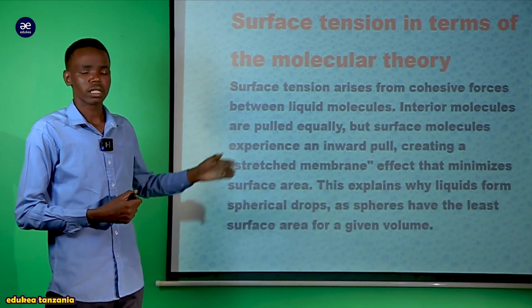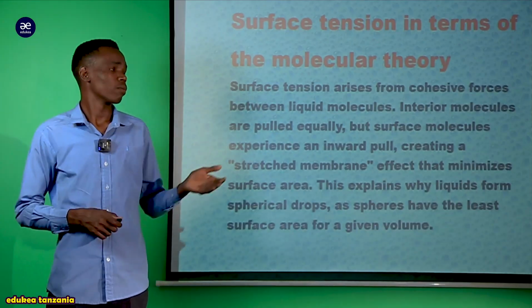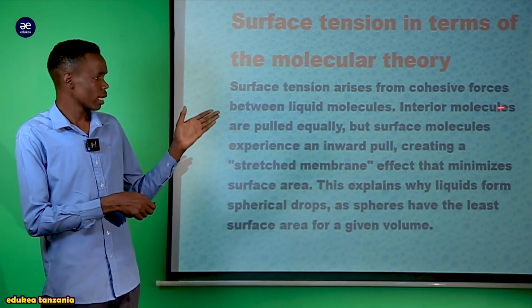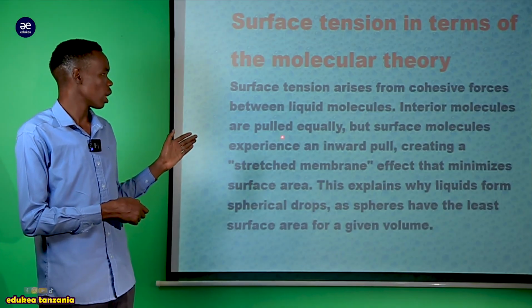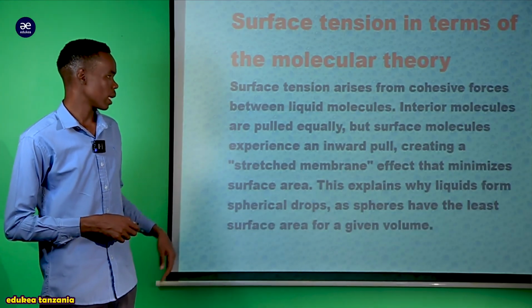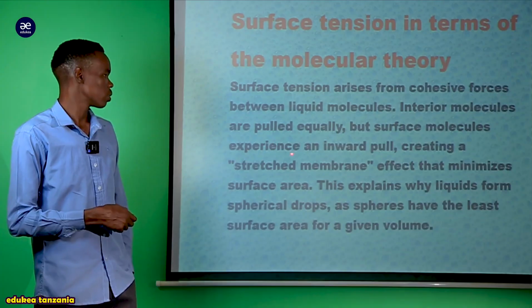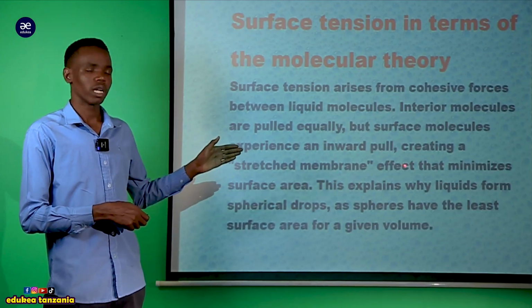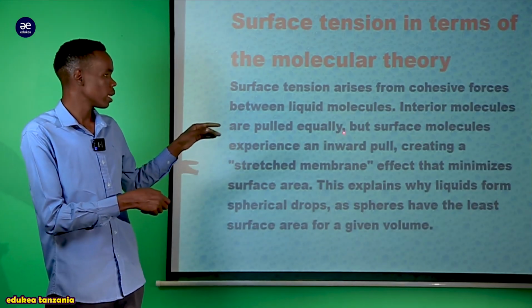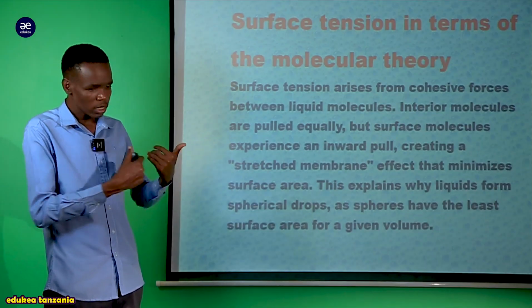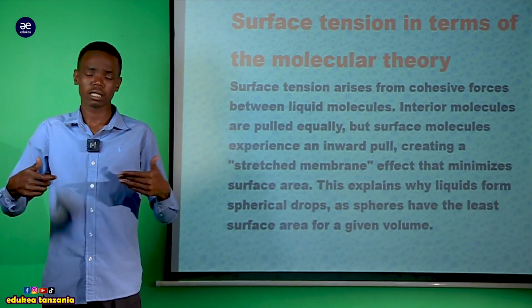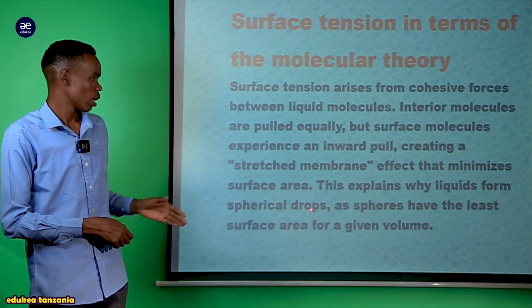Ndio maana akakwambia sasa hii surface tension inakuwa inarise from the cohesive force between the liquid molecules. So the interior molecules are pulled equally, my dear student, but the surface molecules experience an inward pull. So the interior molecules are pulled equally, but the surface molecules zile zinakuwa kuna mvutano fulani ambao unakuwa unatokea, lakini ile surface molecule inakuwa ina experience the inward pull creating the stretched membrane.